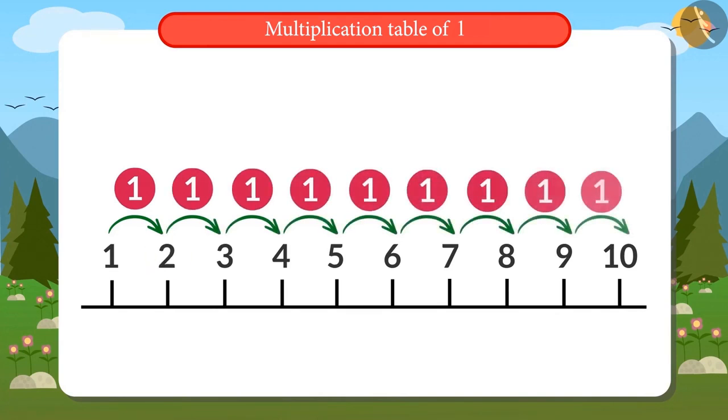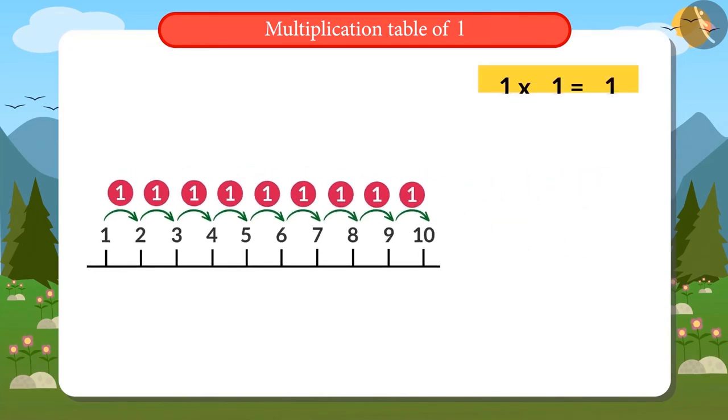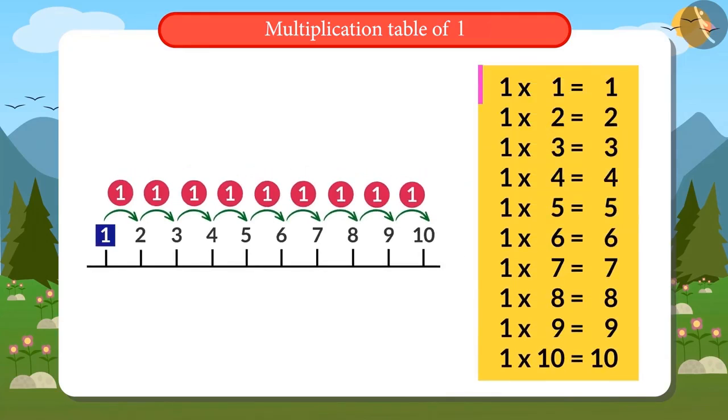This is the number line, and I will read out the table of 1. 1 ones are 1, 1 twos are 2, 1 threes are 3, 1 fours are 4, 1 fives are 5, 1 sixes are 6, 1 sevens are 7, 1 eights are 8, 1 nines are 9, 1 tens are 10.